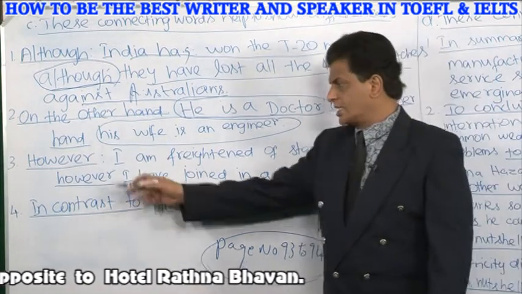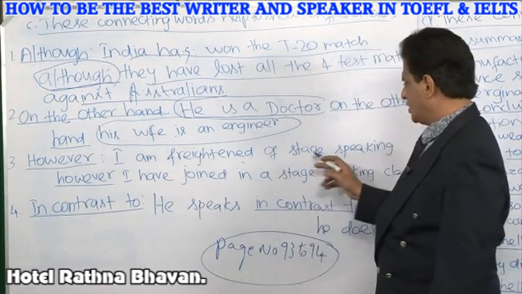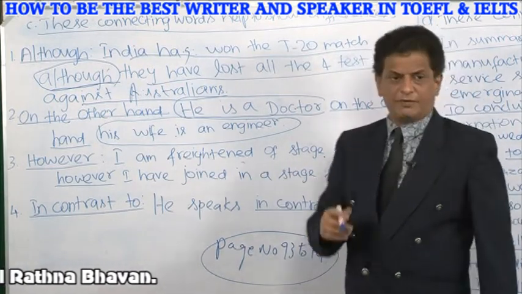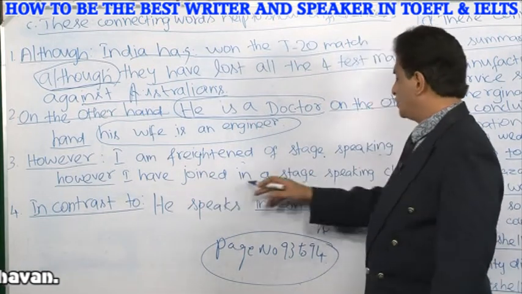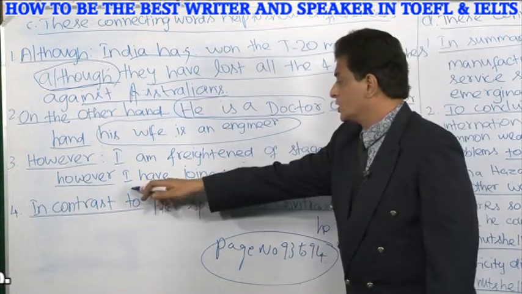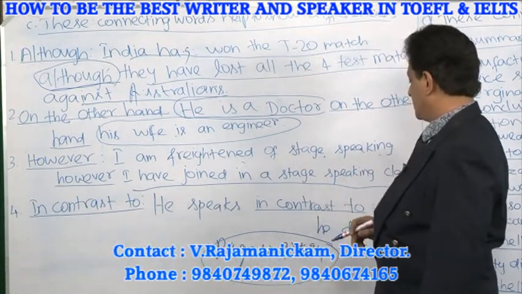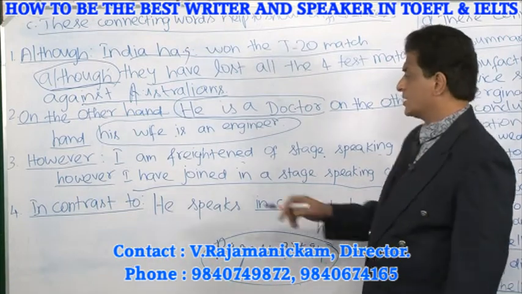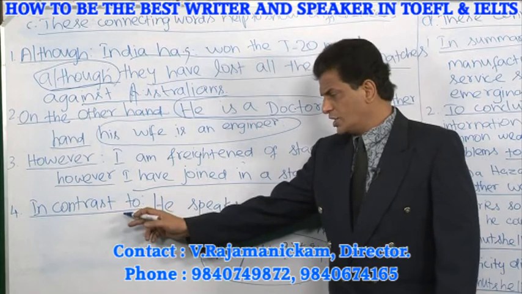The third one is however. However means what? Anyway. I am frightened of stage speaking. I am very scared. However, I have joined in a stage speaking class. So, I am frightened of stage speaking is an idea. I have joined in a stage speaking class is another idea. So, however, even though.